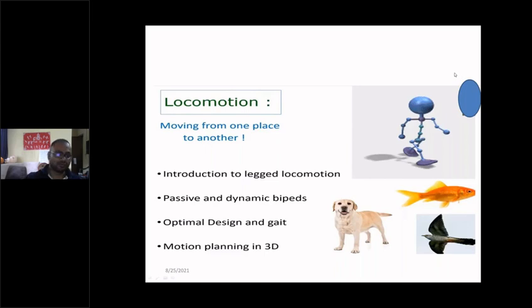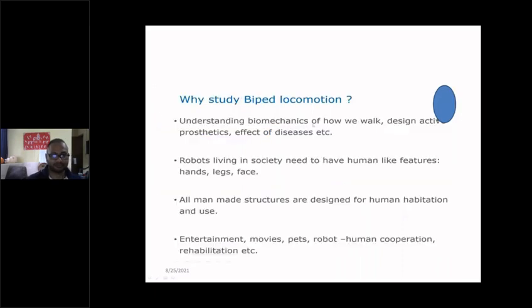Okay, thank you. So let us go back to locomotion and understand it again. By definition, as I already told, the stance phase is coming. All species or animals perform locomotion, moving from one place to another. In this case, I'm introducing legged locomotion, with the help of legs, because I'm interested in understanding human health. Then we'll also see what is passive and dynamic, how we can do optimal design, and how we can model it in 3D. So these things I'm going to discuss now.